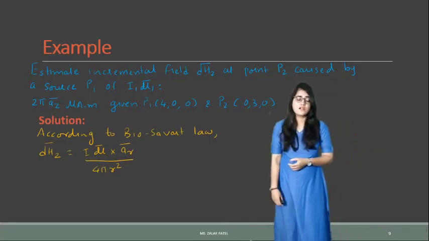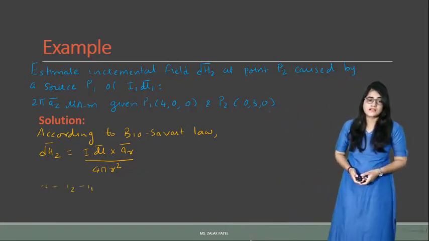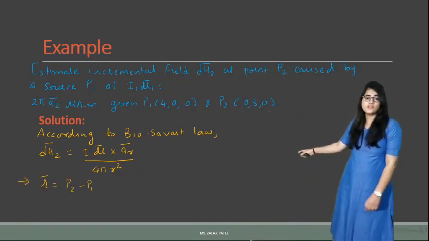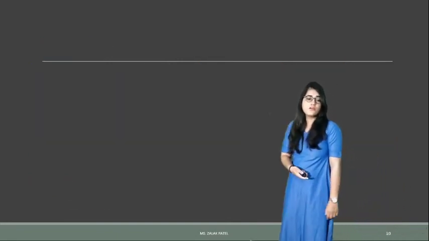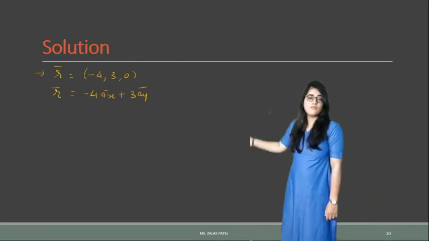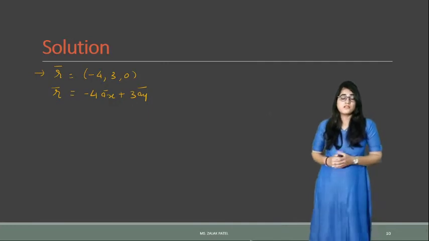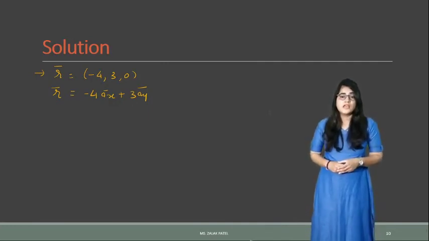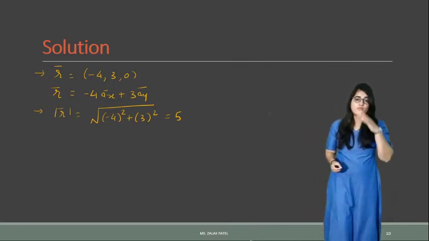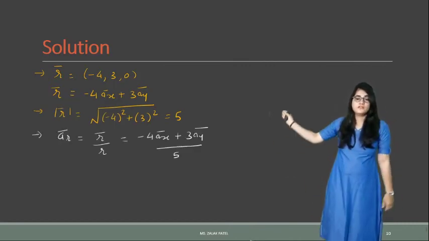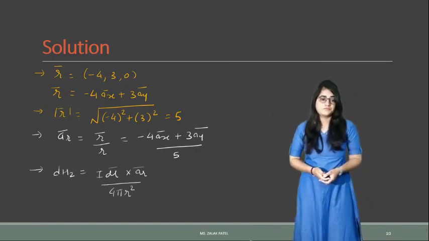The equation of Biot-Savart law is I dl bar cross aR bar upon 4 pi r square. The main thing is to find R bar. So as I said, it is (0,3,0) minus (4,0,0). If you subtract these two, it will become minus 4ax plus 3ay. But in this case, we have to find aR bar. aR bar is our unit vector. Unit vector means vector upon magnitude. So we have the vector and the magnitude, so let's put them over here. We get the unit vector.